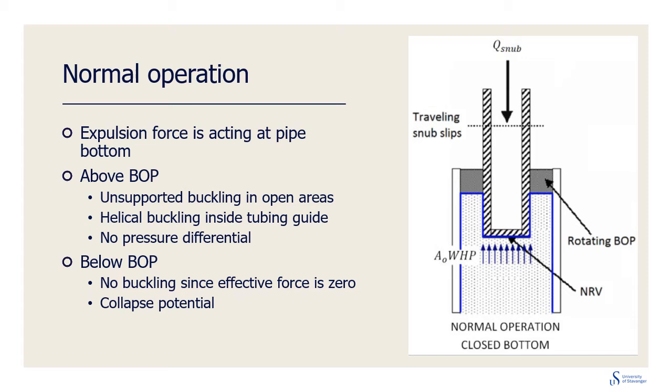The entire expulsion force acts at the end of the drill pipe. Outside the well, above BOP, the effective force is compression and we face buckling issues. If the critical buckling limit is exceeded, we utilize a tubing guide to prevent the drill pipe from breaking. Inside the tubing guide, we allow buckling to take place and check for the combined effects of compression and buckling. Inside the well, below BOP, there is no buckling since the effective force is zero, but we need to check for the combined effects of collapse pressure and axial compression.